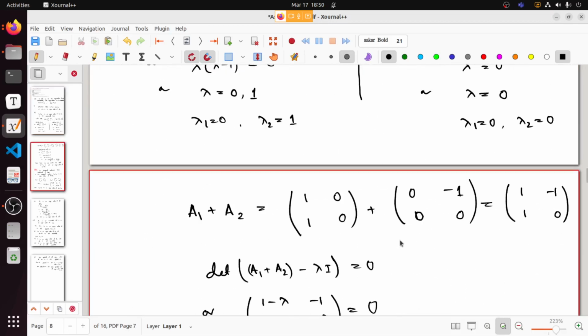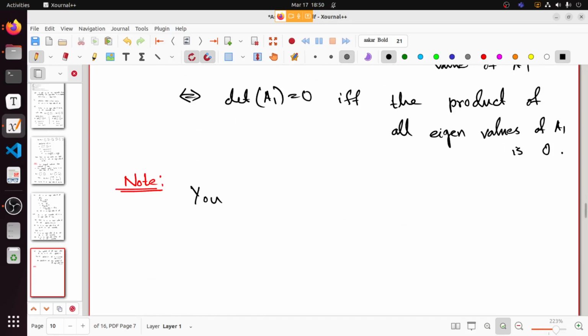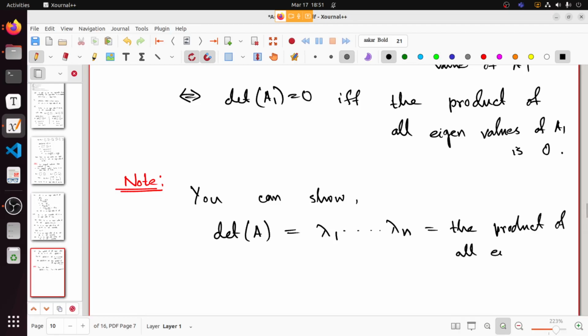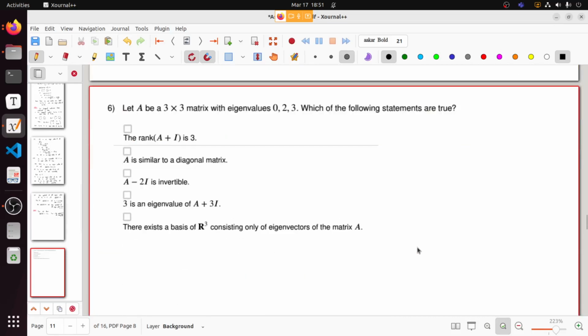Or you can also note one thing here, that you can actually show that the determinant of A is the product of eigenvalues lambda 1, lambda 2, up to lambda n. So this is the product of all eigenvalues of A. So the determinant of A is the product of all the eigenvalues. Okay, so question number 5 is done. So let's move to question number 6.